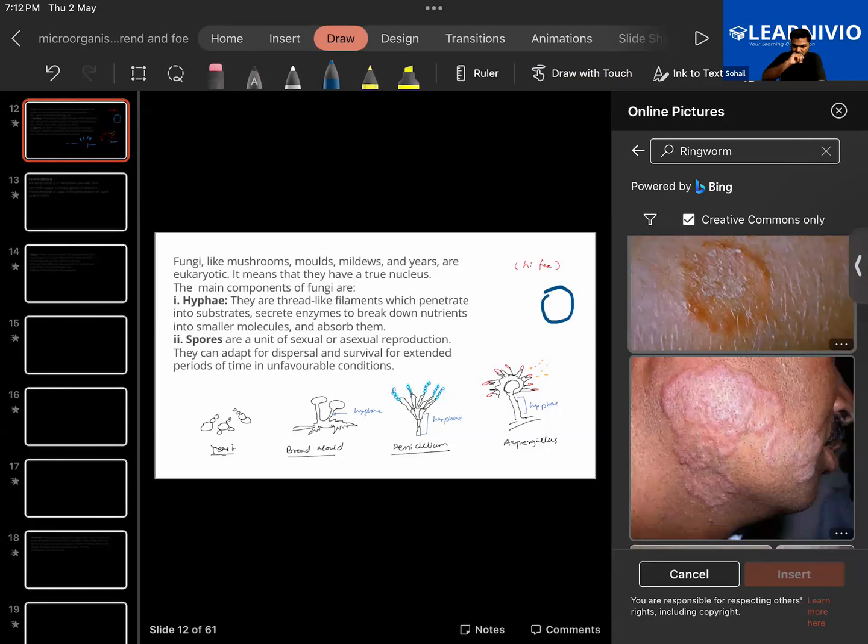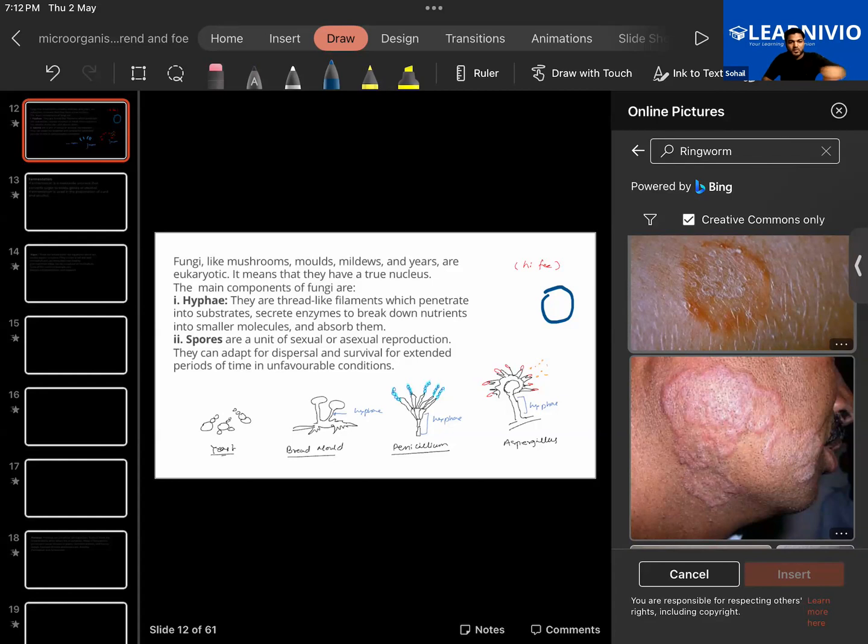Getting it, you guys? Is monkeypox a fungal disease? Repeat again. Is monkeypox a fungal disease? Mm, not sure about that. We'll have to look into it.